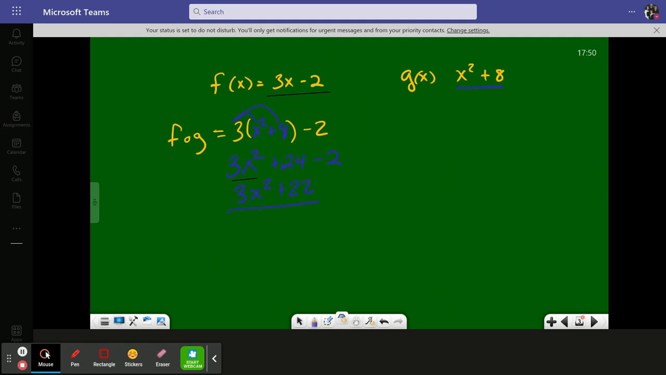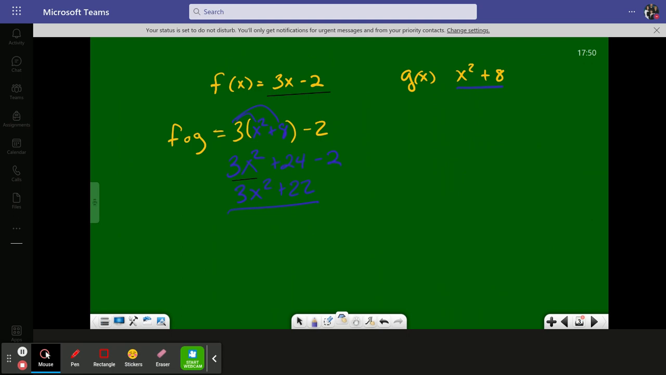All right, what am I going to do to x on this side? G of x. What two things have I got going on? I've got to square it, right? Multiply it by itself. And then I've got to add 8.